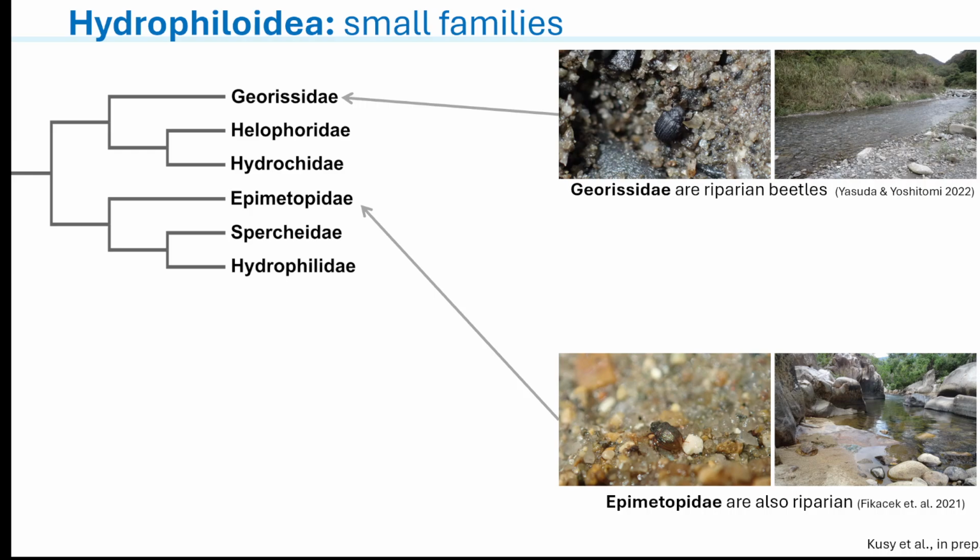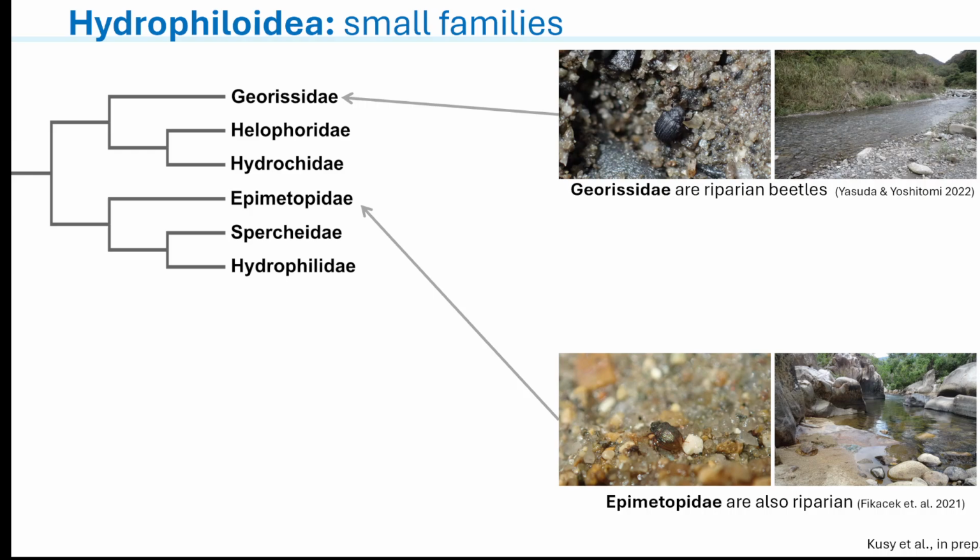Okay, so what do we know about the small families? The first interesting thing which we discovered by this genomic phylogeny is that these two small families, Georissidae and Epimetopidae, are not closely related. They are quite similar in lifestyle and in how they look, so they were quite frequently considered closely related, but they're actually not. As you can see, they are always the basal or early splitting lineage of the two main clades of Hydrophiloidea.